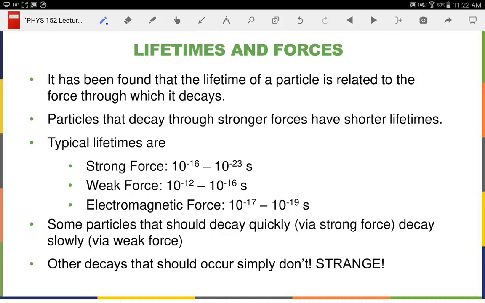The lifetimes tell us about the forces that things are breaking down by. So things with extremely short lifetimes have very strong forces. So something that is very unstable and decays really quickly is decaying via the strong nuclear force. Things with a slightly longer lifetime, electromagnetic because it was the next strongest, longer still the weak. But when scientists were studying these decays, they found some decays never occur that should occur. And other decays that should occur quickly occurred slowly. And they said, this is really, really strange behavior.